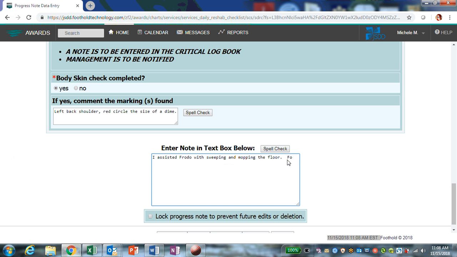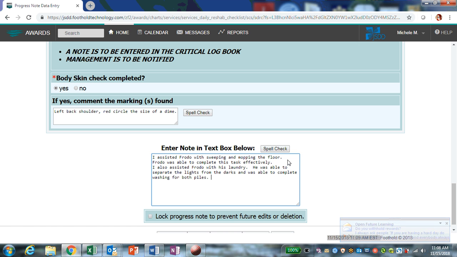Frodo was able to complete this task effectively. I also assisted Frodo with his laundry. He was able to separate the light from the darks and was able to complete washing for both piles. Okay?